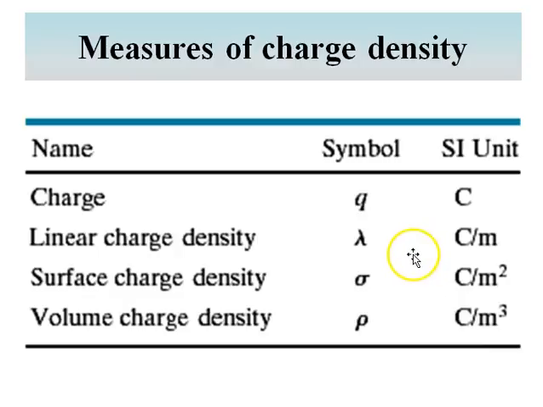So charge density is defined based on charge. We use a symbol Q for charge. It has a unit of Coulomb. For linear charge density, charge distributed uniformly along a line, we'll use a symbol lambda, and that will have a unit of Coulomb per meter. For surface charge density, we use sigma, Coulomb per meter squared for that area, and for volume charge density, we'll use rho, Coulomb per meter cubed.